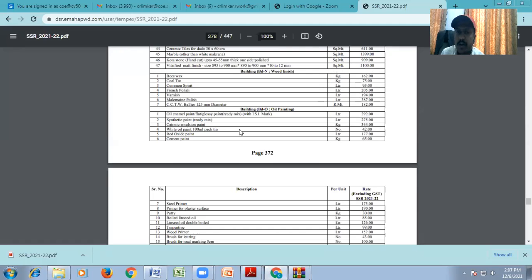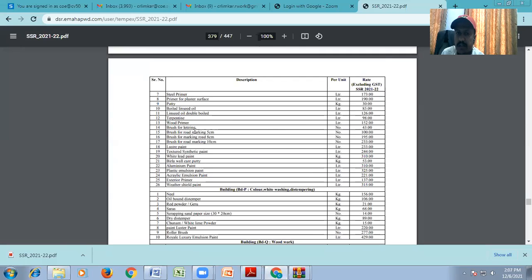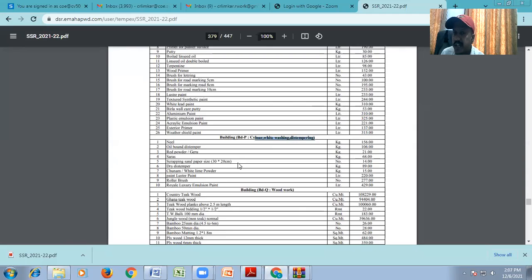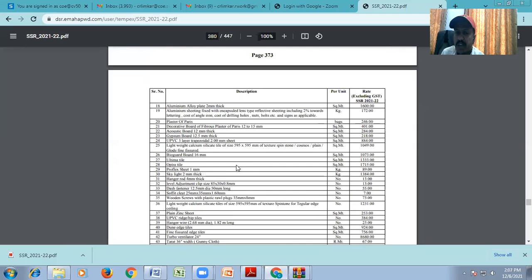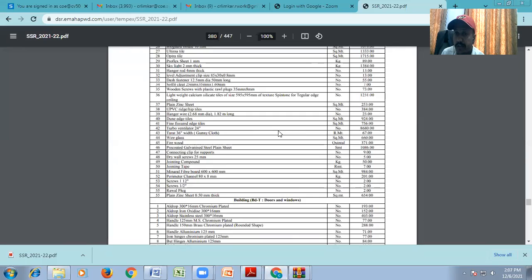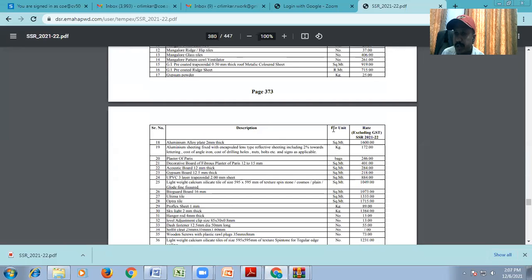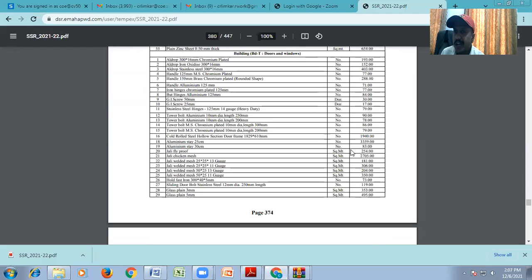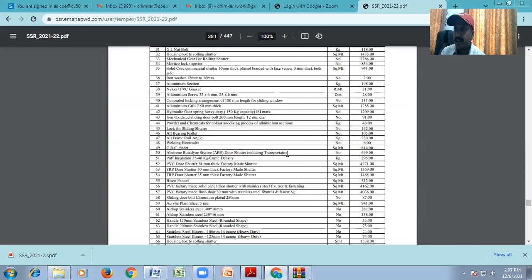Then oil painting rates are given. For the different paints, color and white washing and distempering, different rates are given for the different materials. So in this way, they have put up the serial number, description, unit and rate, excluding GST. Excluding GST, 18% or 5% GST you have to apply, that the contractor or dealer is going to apply. So you have to prepare the chart like this and do the market survey. This is all about the market survey for the construction material.